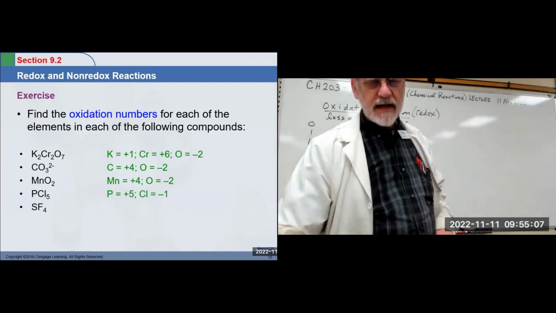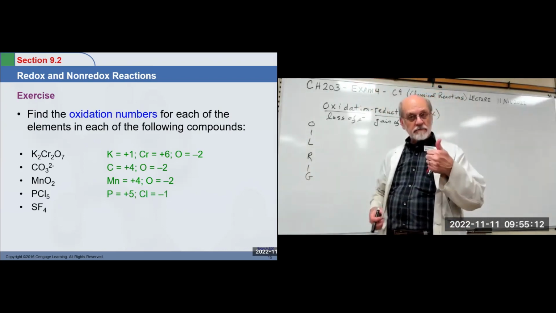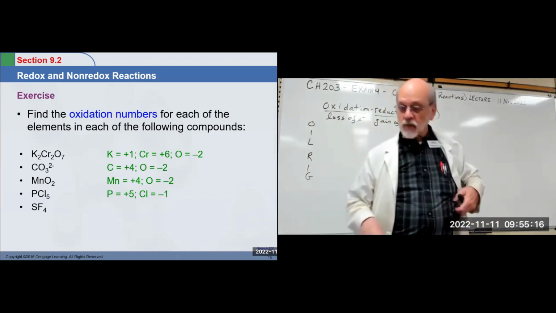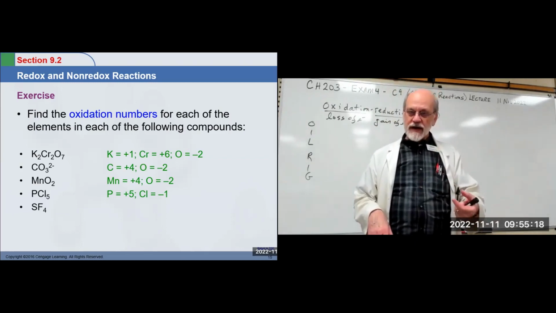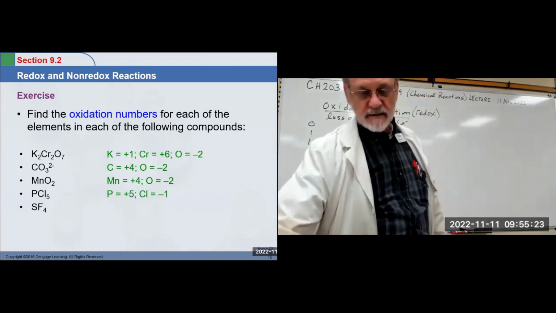All right, and SF4. In this case, fluorine is -1. It's never anything else, right? So if fluorine's -1 and a total charge of -4, then sulfur has to be a +4 because there's only one of them.